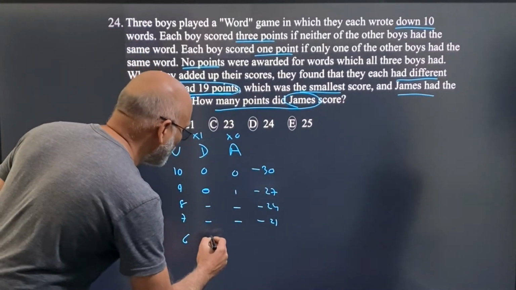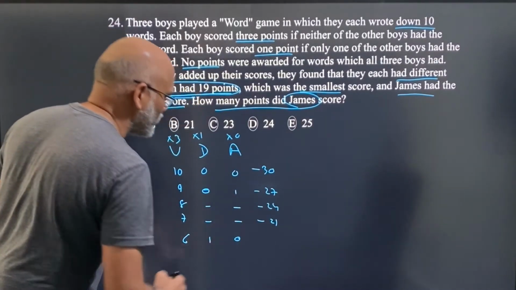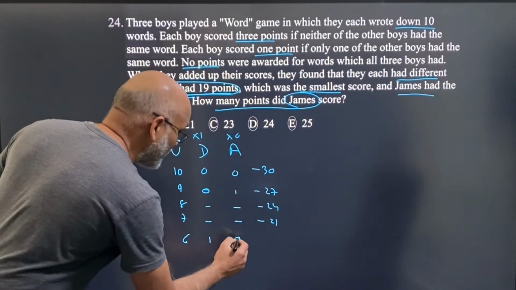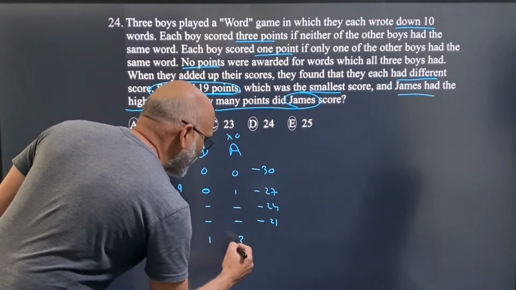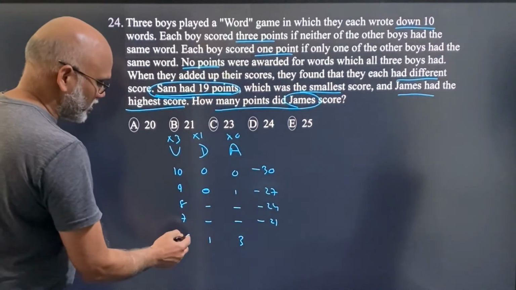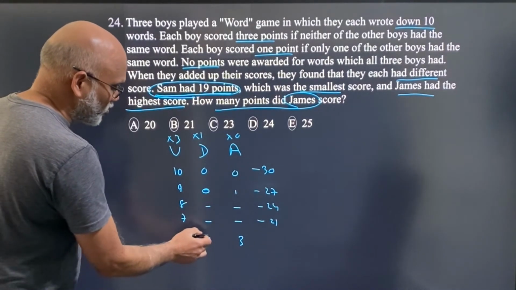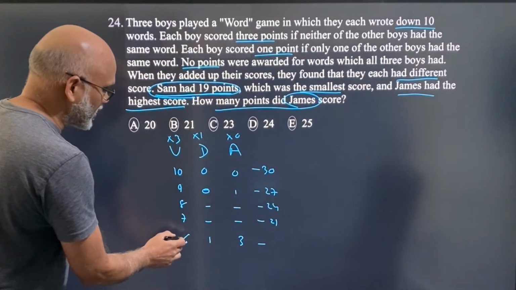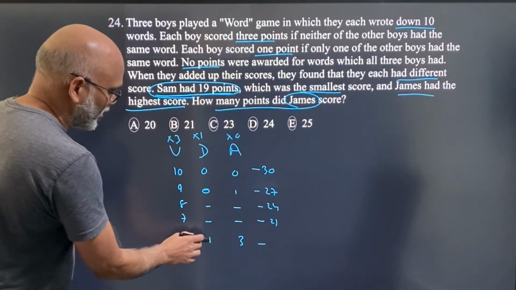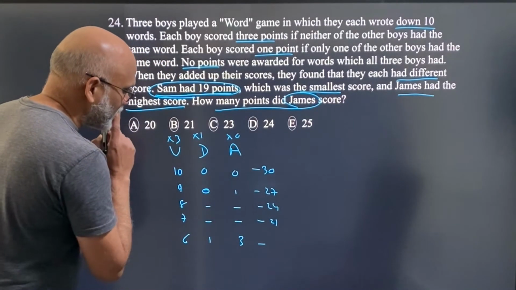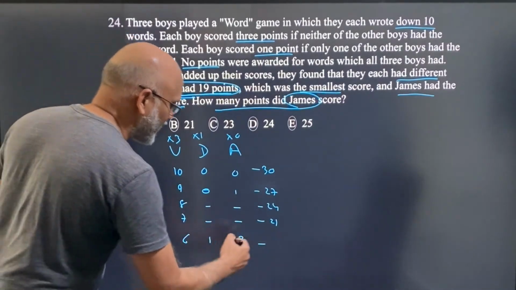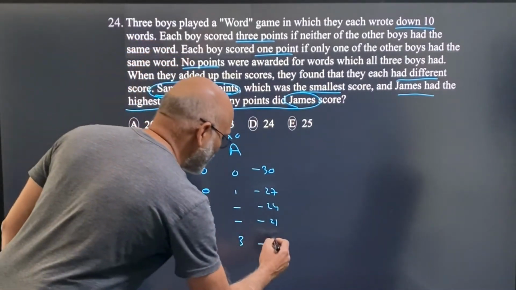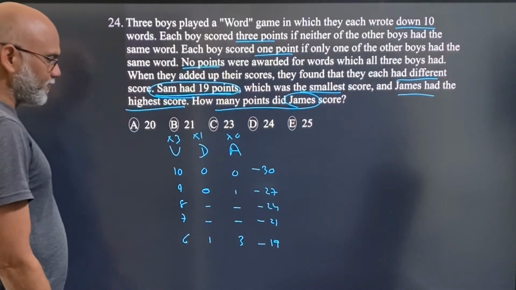And then he can have 1 duplicate and 3 that all had. So that adds up to 6 plus 1 is 7, plus 3 is 10. This gives me how many? 6 times 3 is 18, plus 1 times 1 is 1. So 18 plus 1 is 19, and this gets 0 points anyway. So this is one way to get 19.